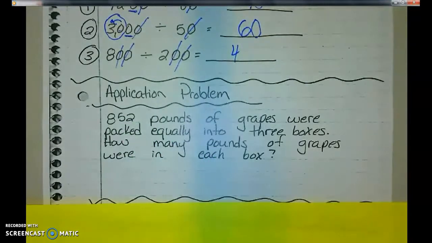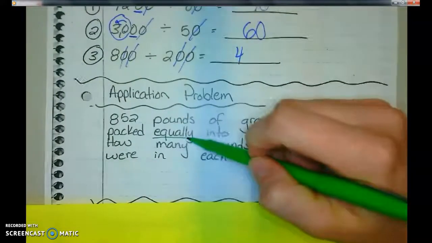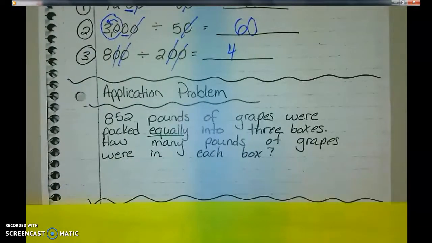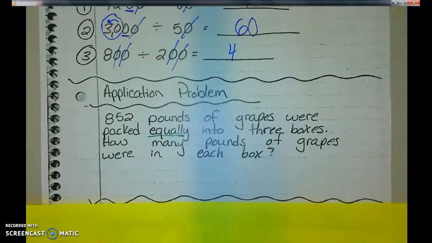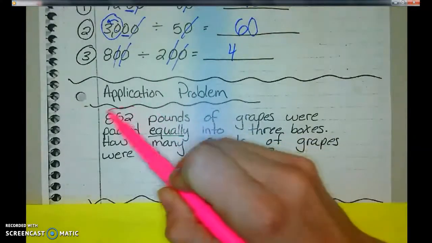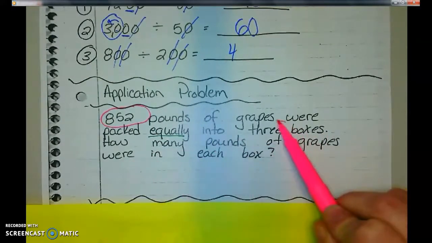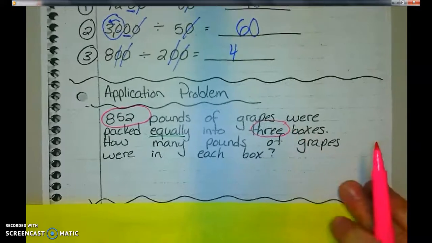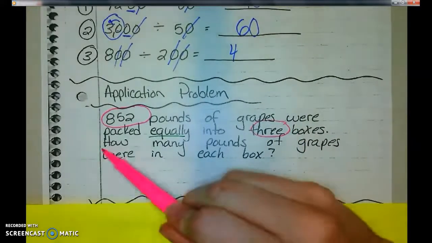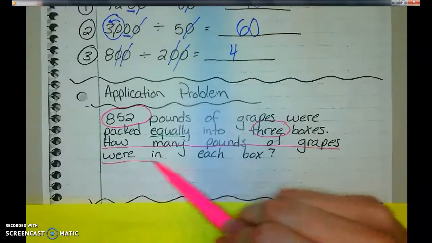852 pounds of grapes were packed equally into 3 boxes. How many pounds of grapes were in each box? Now again, Mrs. Duncan's strategy when we're working with math problems, to prevent our brains from getting all garbled up, is to circle the numbers and underline what it's asking us to do. So I have 852 pounds of grapes were packed equally into 3 boxes. Now it's asking me to see how many pounds of grapes were in each box.